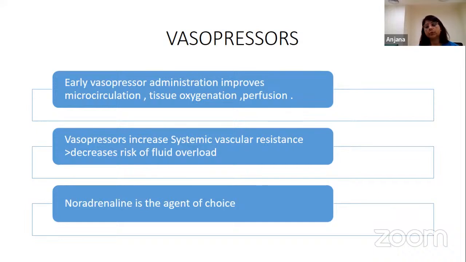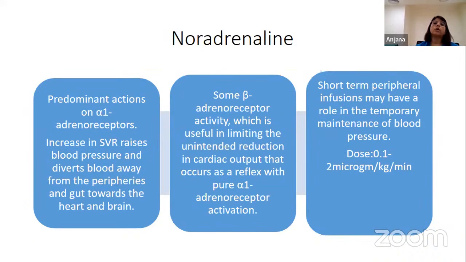Now, what agent should you use? The first line agent is noradrenaline. Okay, now how does the noradrenaline work? It mainly works on the alpha receptors, causing peripheral vasoconstriction or raising SVR, raising your blood pressure, diverting the blood from the peripheries and gut towards the heart and the brain. Now, it does have some beta activity also, meaning it acts on the heart and improves your cardiac output to some extent. But mainly it is alpha receptor action. Of course, I think I mentioned earlier also that you can give it through the peripheral line. You don't need the central line initially. Of course, later on you have to go.